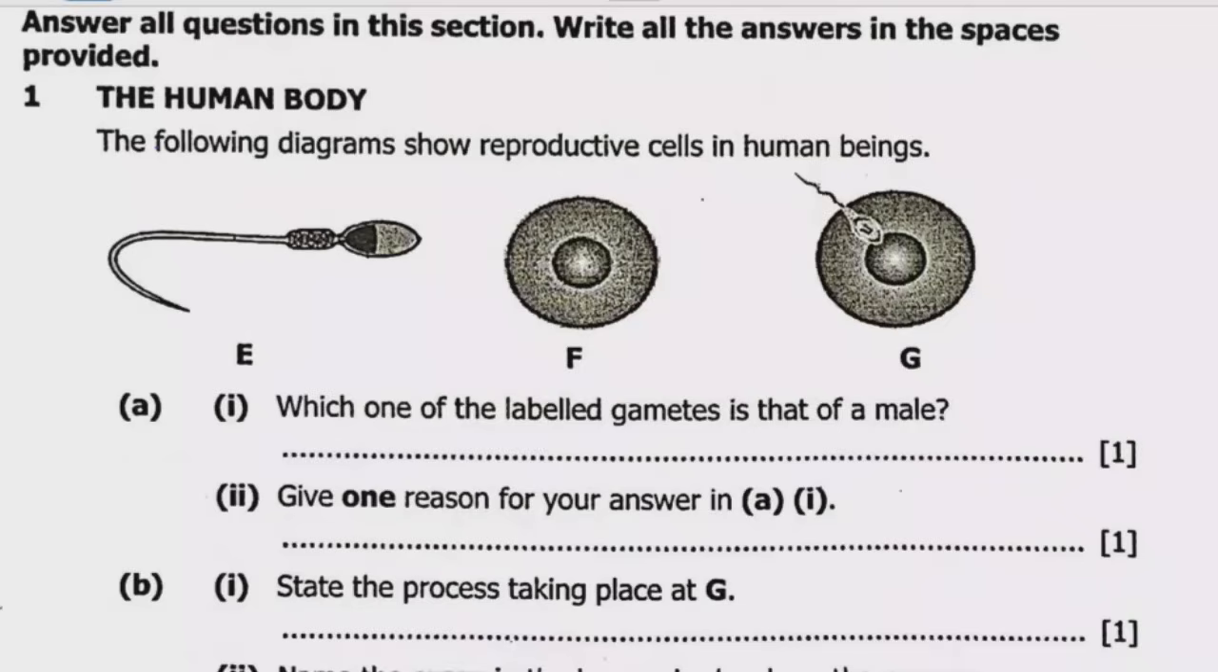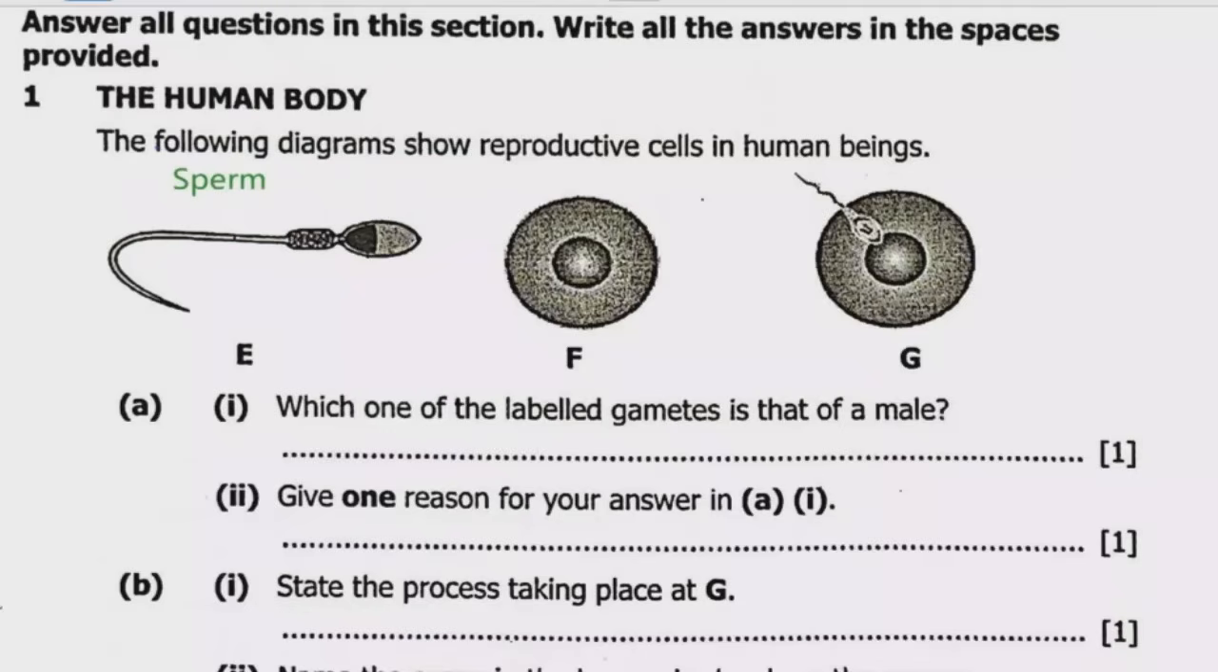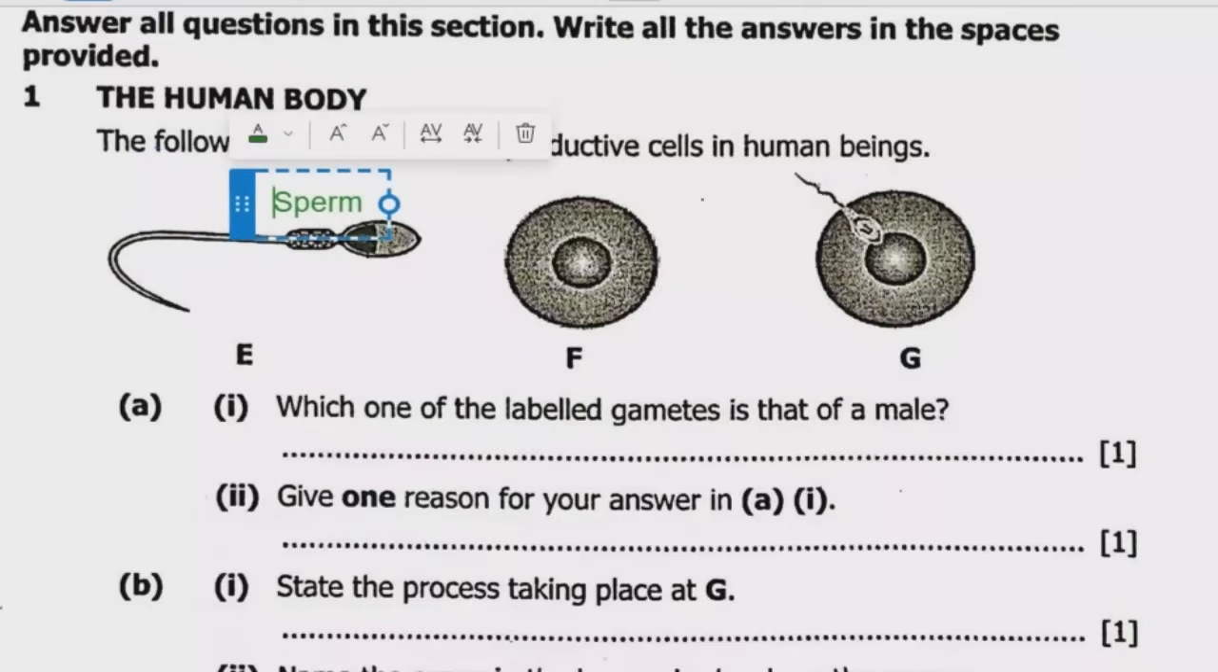Okay, so we have this reproductive cell here. What is the name of this reproductive cell? This is called sperm. It's a male reproductive cell which is called sperm. So E is sperm.